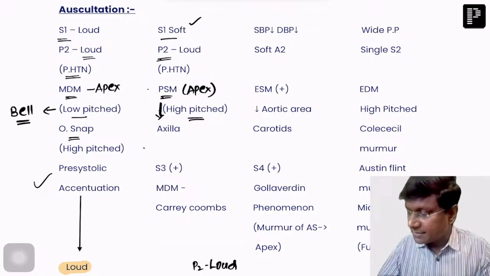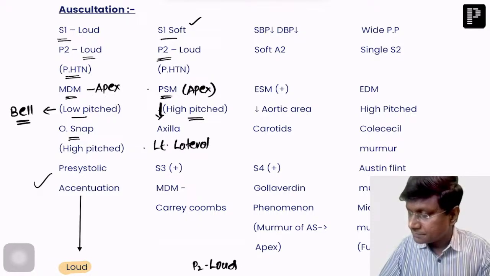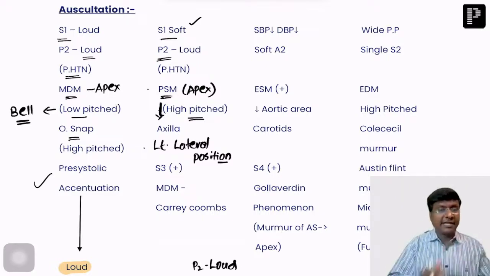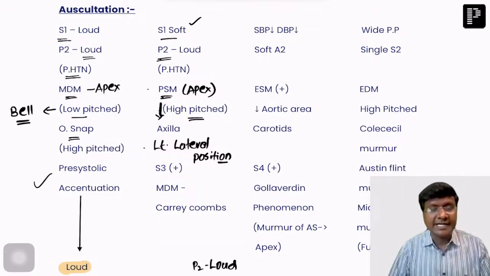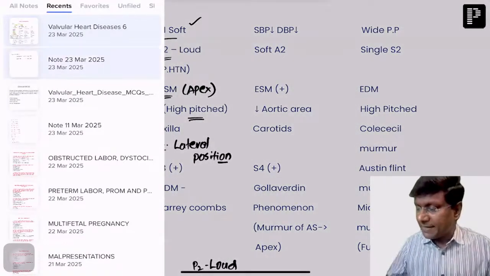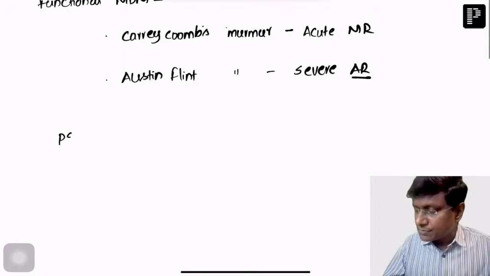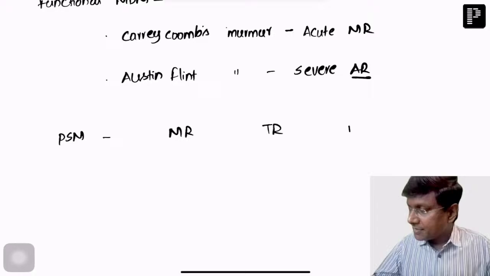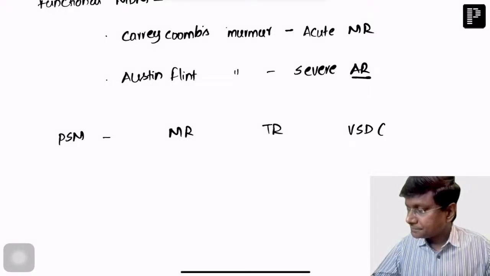It is best heard by making the individual lie down in the left lateral position. Then you need to auscultate at the apex, where you will hear the pansystolic murmur. Then what are the differential diagnoses for pansystolic murmur? The differential diagnosis for pansystolic murmur will be MR, then TR, then large VSD, right?